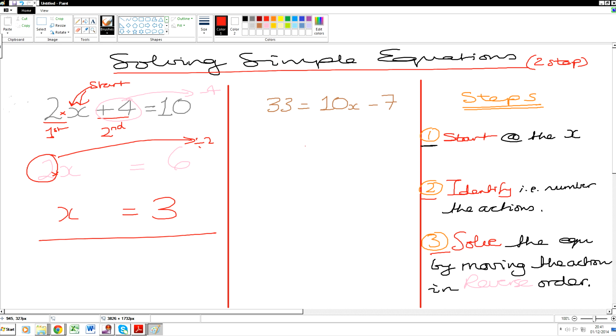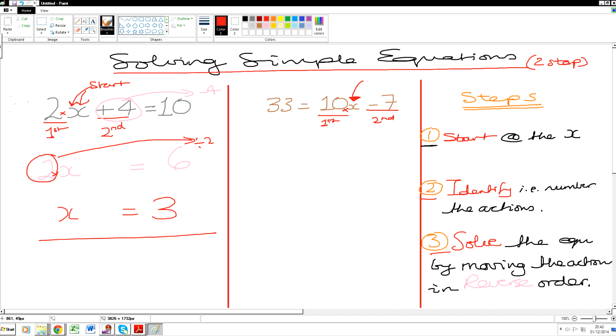Right, let's quickly move on to the second question. Start at the x. So we start by putting an arrow here, so we focus our eyes on the x. What has been done to x? X has been times by 10, first of all. We underline it. That is called the first action. So x is first of all times by 10, and then it is minus 7. So that's the second thing being done.